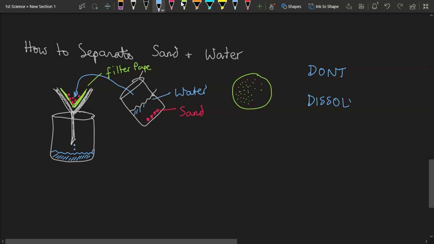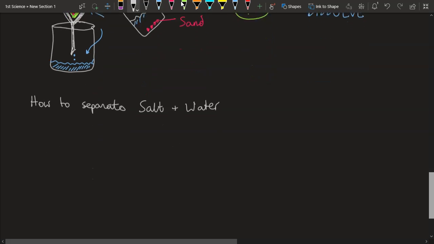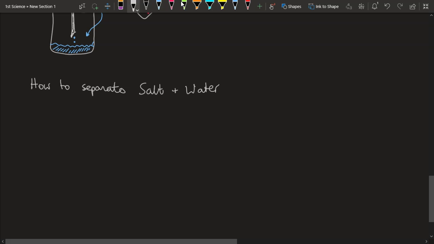So what happens if you have two substances that are dissolved, like salt and water? If you put salt and water into this funnel here, both the salt and the water will go into the bottom. So how do we fix that? The next one then is how to separate salt and water. And this is actually very simple, this first part. All you've got to do is take your beaker or your cup and fill it with water. Your salt is dissolved in the water like that, and it's surrounded by it.